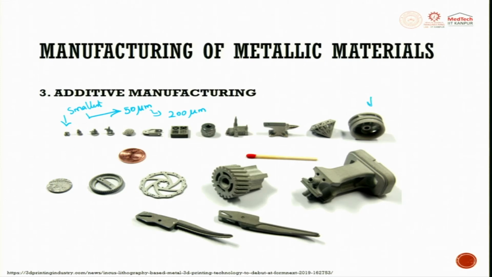From here you can see how large they have gone. This is just to give an idea: a coin of the country, and then a matchstick. This gives you a feel for the length of the component. This tailstock is almost half or a quarter of a matchstick. So, this gives you the freedom in additive manufacturing; you can make very complex parts.